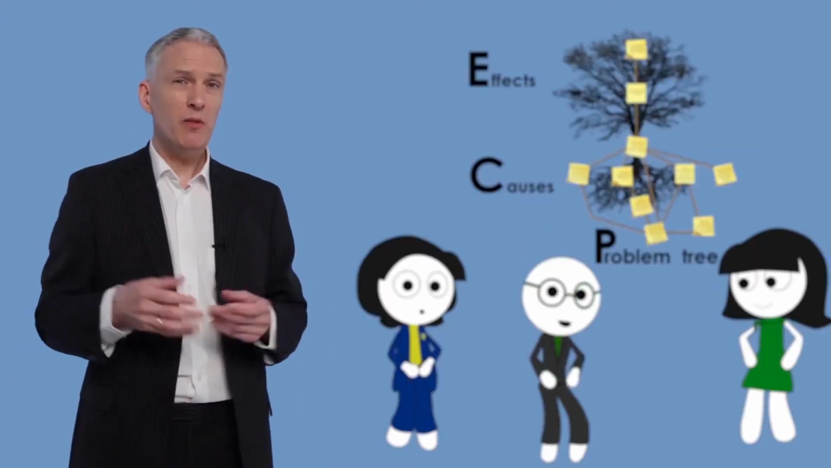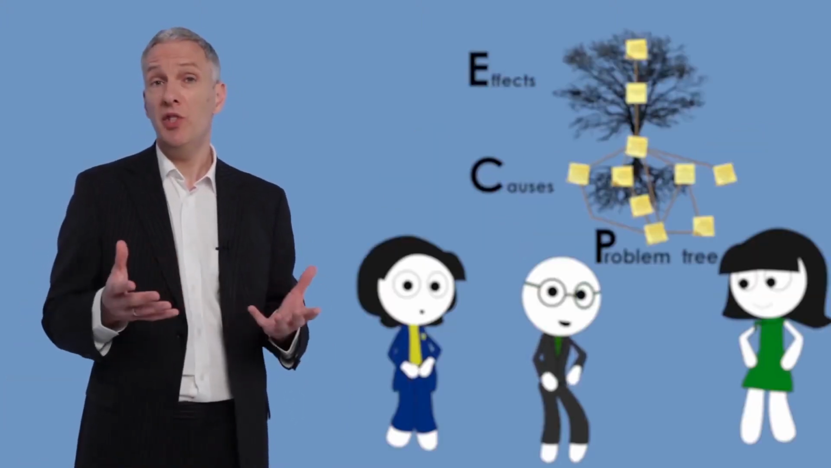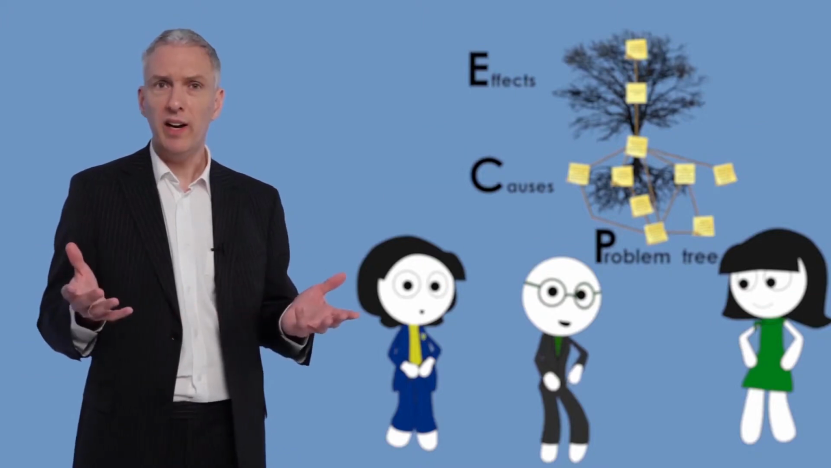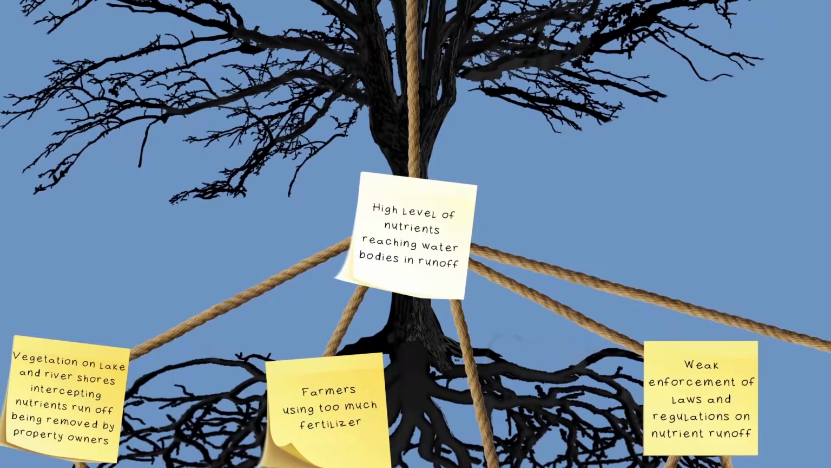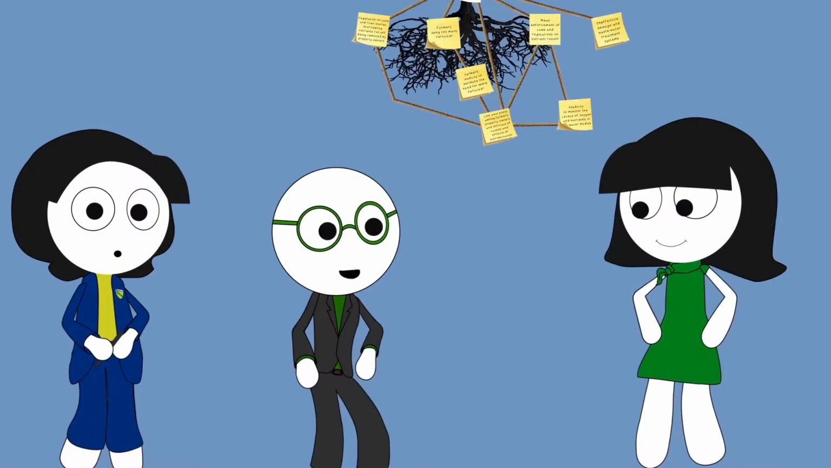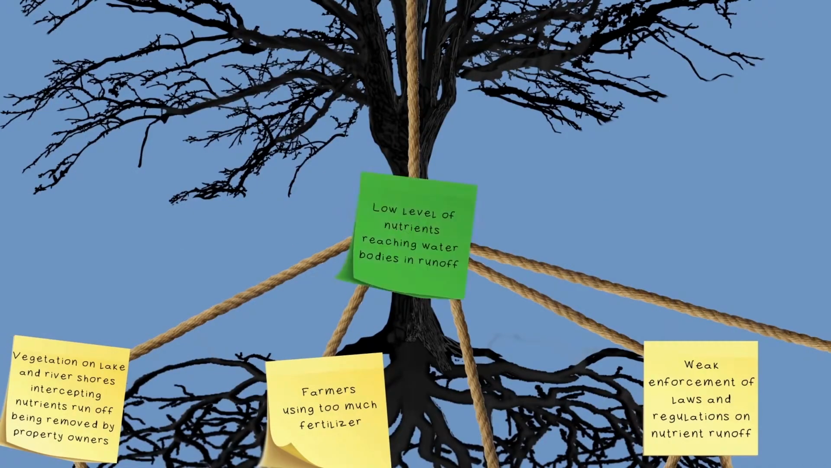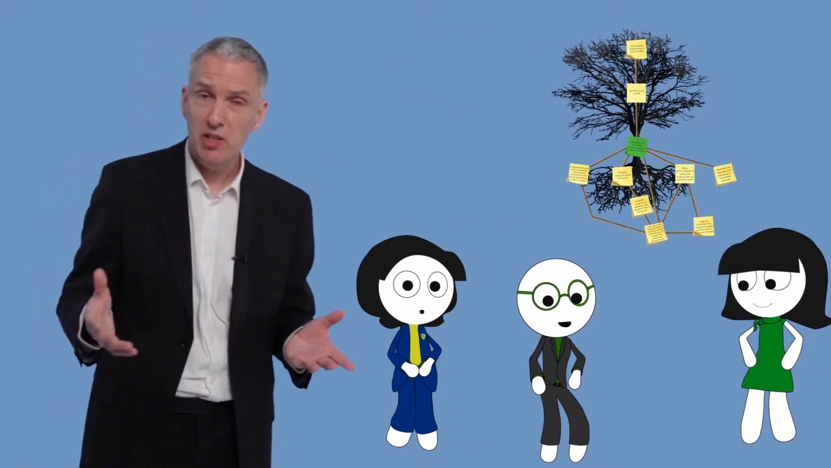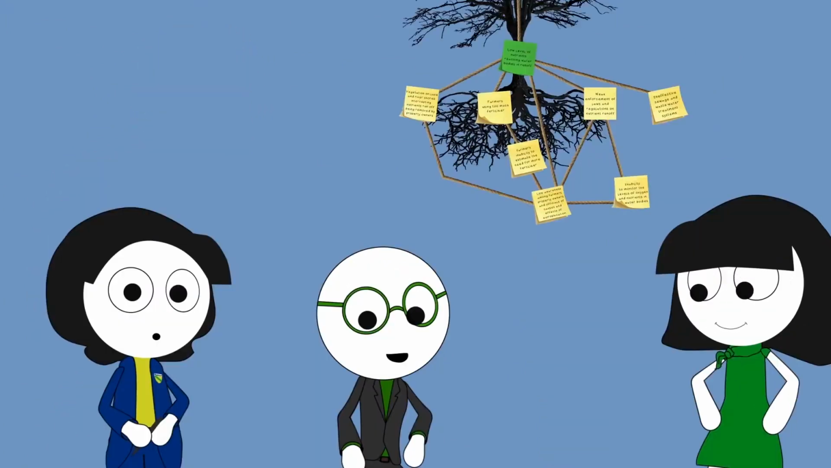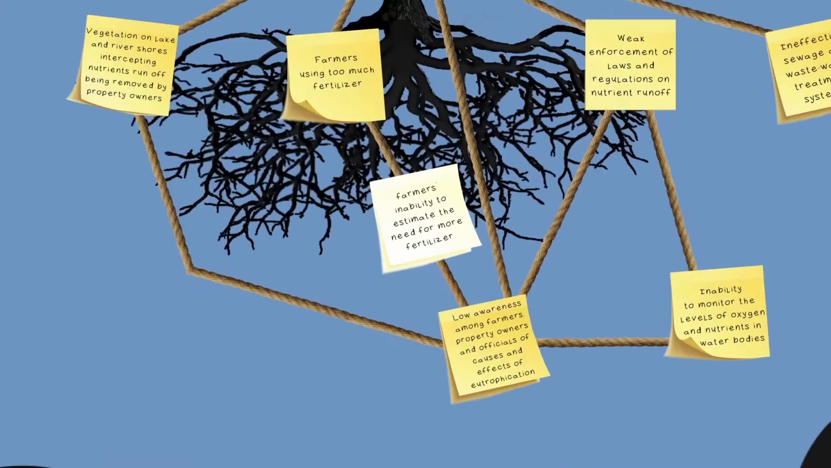So you need to imagine what kind of situation you would like to achieve in the future. What does it look like? Okay, let's take our key problem, high level of nutrients reaching water bodies in runoff. So, should we just make it low level of nutrients reaching water bodies in runoff? Well, yes. Sometimes it is as easy as that. Okay, let's take the next one.